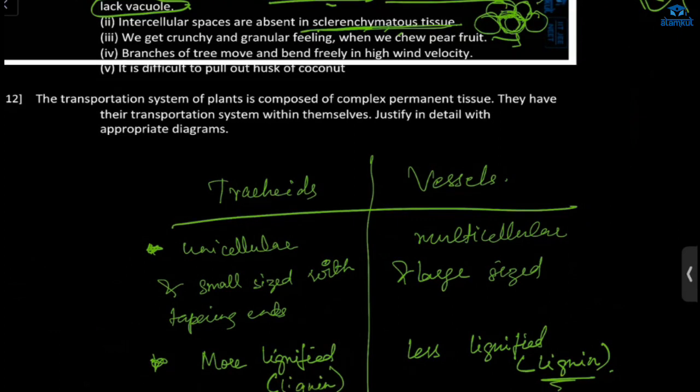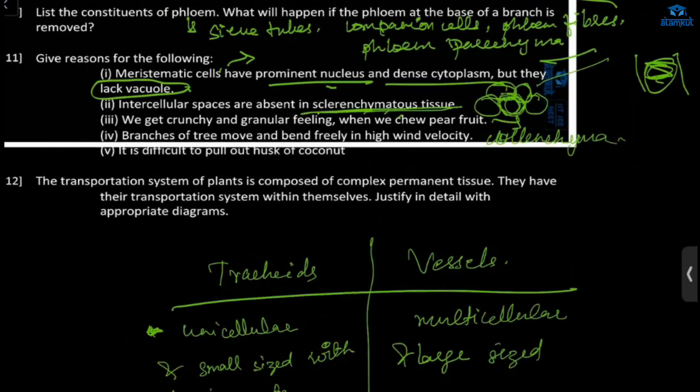Okay. Fourth one, right? Branches of a tree move and bend freely in wind velocity. Why? Because collenchyma tissue provides flexibility. I think this one you can write, right? Even this one you can write. Even this one you can write. Only this one I didn't teach.